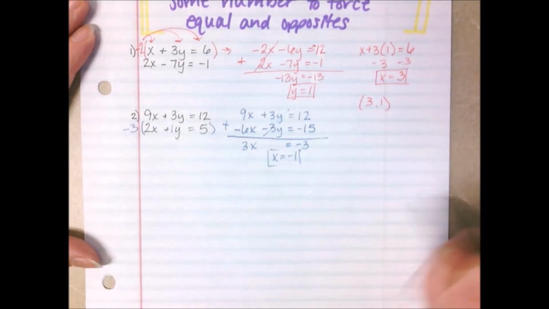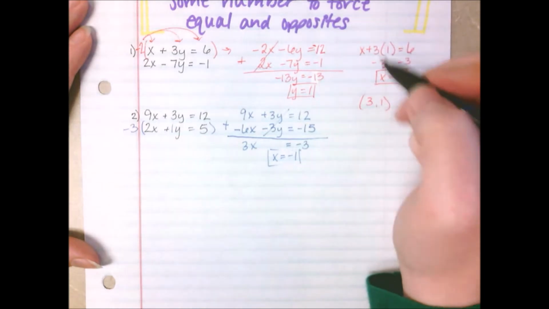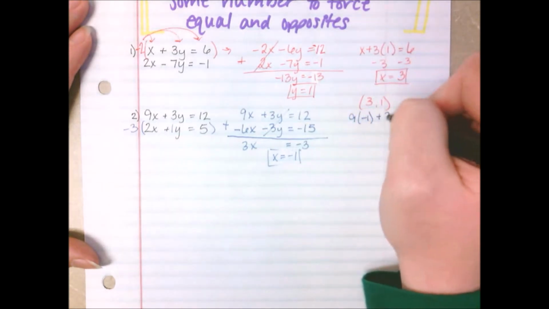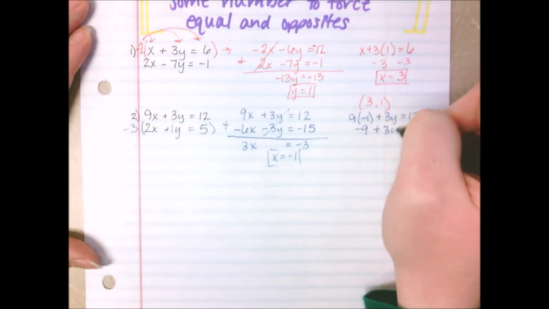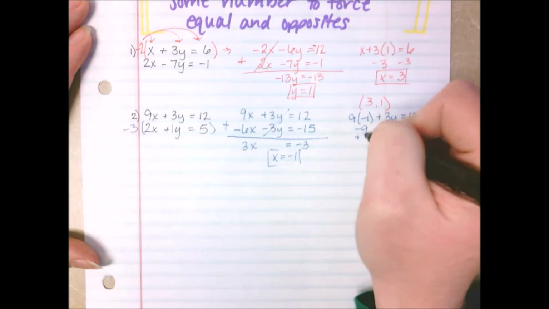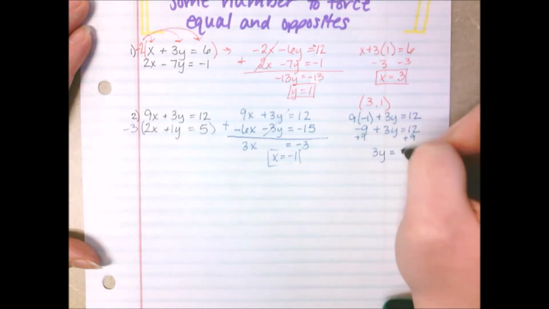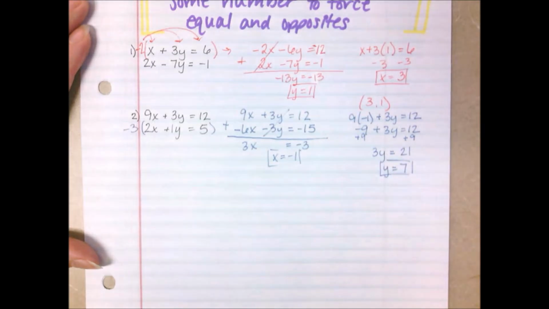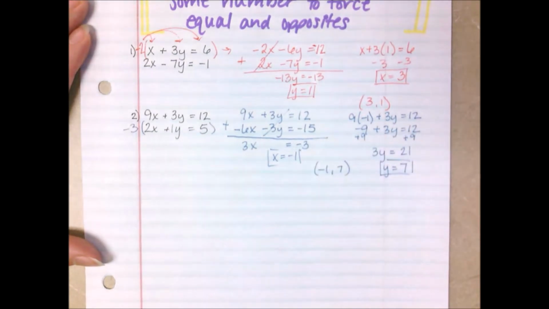That's half my answer. I need to take that negative 1 and plug it back into one of my original equations. So I'll just work with the first one. 9 times negative 1 plus 3y equals 12 is negative 9. Add 9 to both sides. We get 3y equals 21, or y equals 7. Put those answers together in your ordered pair, and you get negative 1, 7.